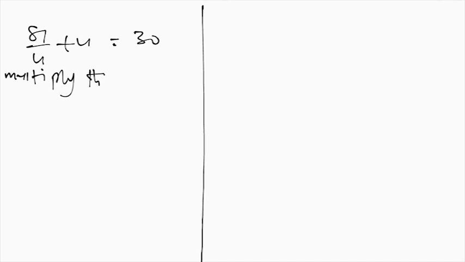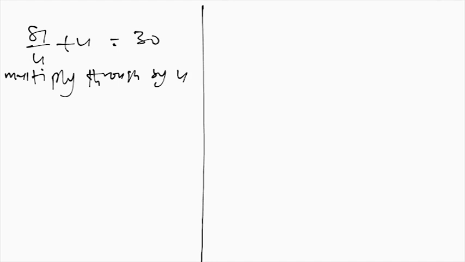Now that being said, we have 81 divided by u plus u equals 30. So when we multiply all through by u, multiply through by u.